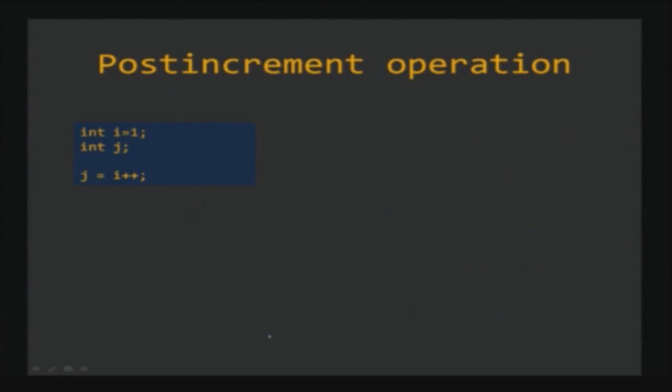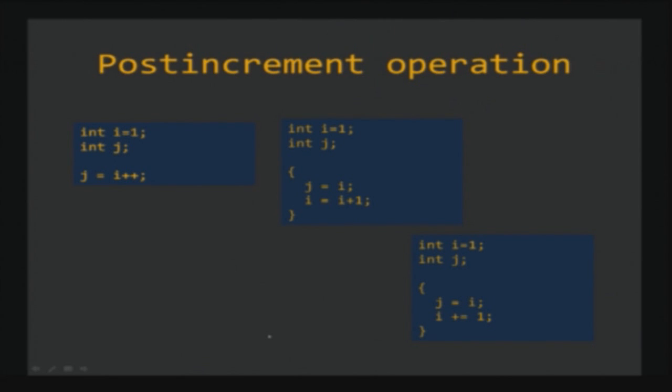So, let us look at some code that is equivalent to the post-increment operation. Suppose you have j = i++. You can think of it like the following. You can say that j is assigned i, so the old value of i is assigned to j, and then the value of i is incremented, i = i + 1. If you want to use the compound assignment operation, then you can write j = i and i += 1. So, i += 1 is equivalent to i = i + 1.